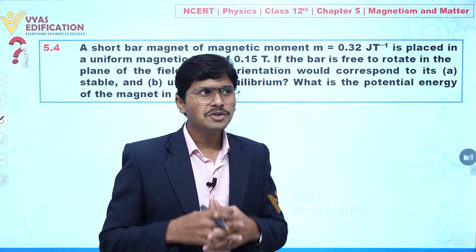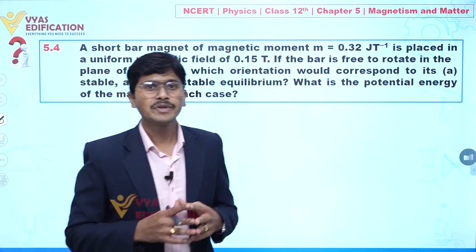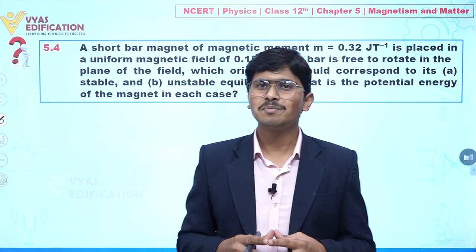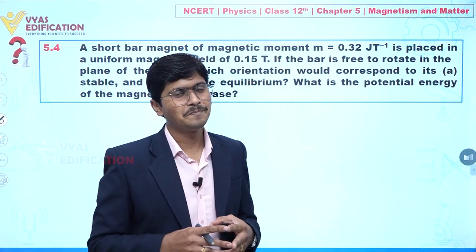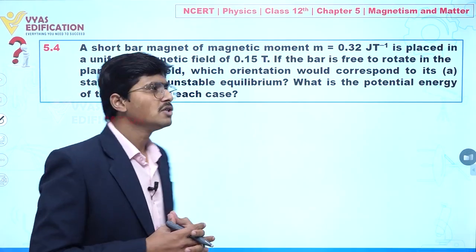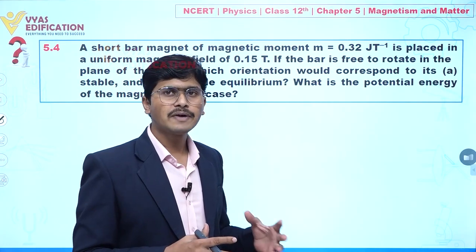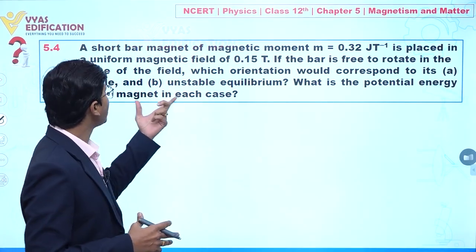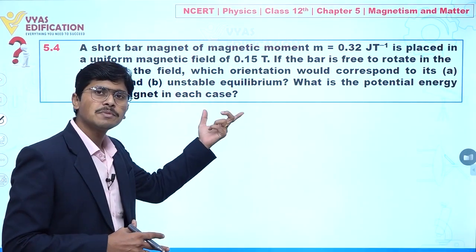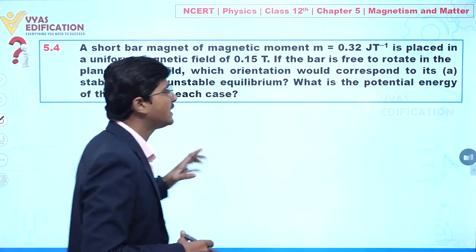Whenever you find this type of term, stable equilibrium or unstable equilibrium, it means this question is related to the potential energy of this dipole, or we can say the potential energy of this short dipole. First let us try to understand the concept of this question. After that we will find the answer of part A, stable and unstable equilibrium, and we will also calculate the potential energy in each case.